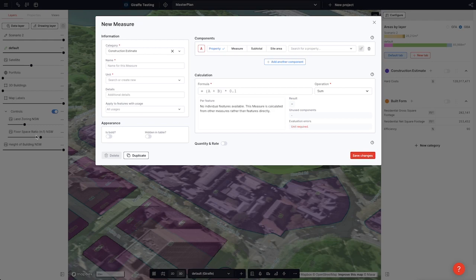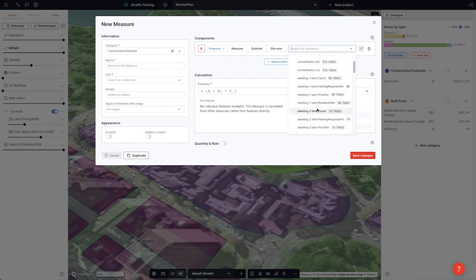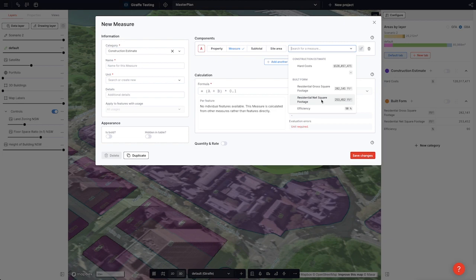Measures give us many options to choose from to build calculations. I can choose from properties, which are stored at the usage or the feature level, as we discussed earlier. I can draw down on previous calculations. I can draw down on subtotals of unit types from other categories. For instance, maybe the total square feet that we've built out across our build form.